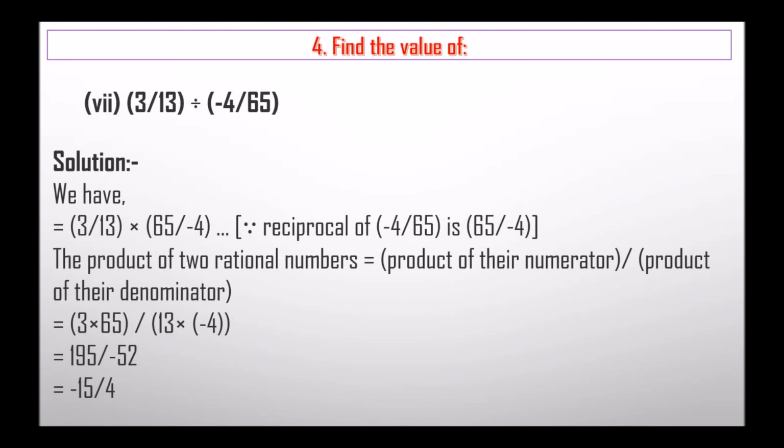Next, 3 upon 13 divided by minus 4 upon 65. So 3 upon 13 into 65 upon minus 4. So 3 into 65 and 13 into minus 4. So 3 into 65 is 195 and 13 into minus 4 is minus 52. We can reduce it, so we will get minus 15 upon 4.